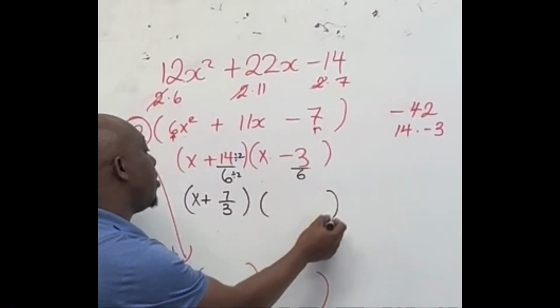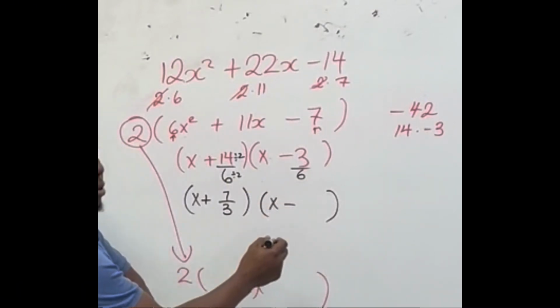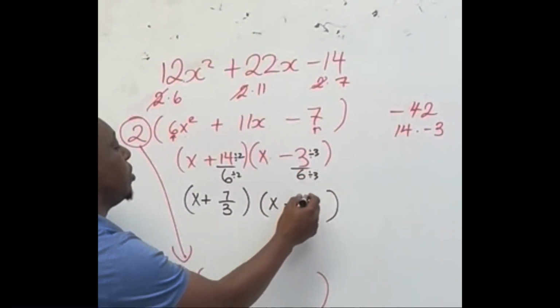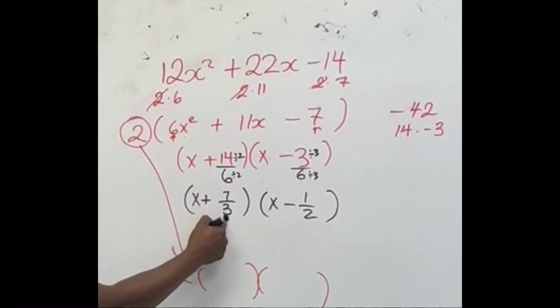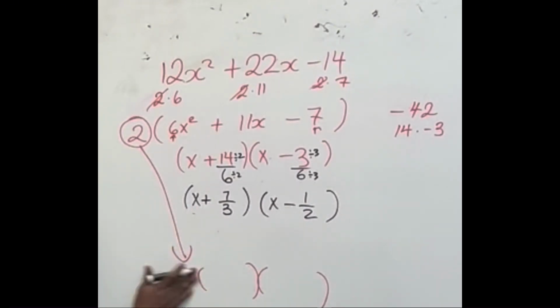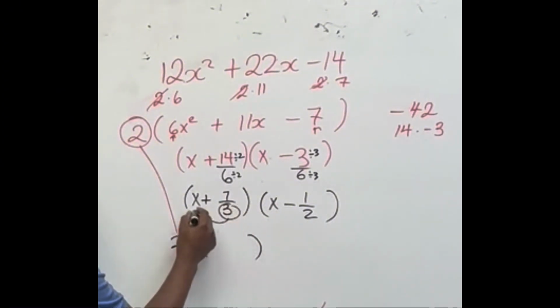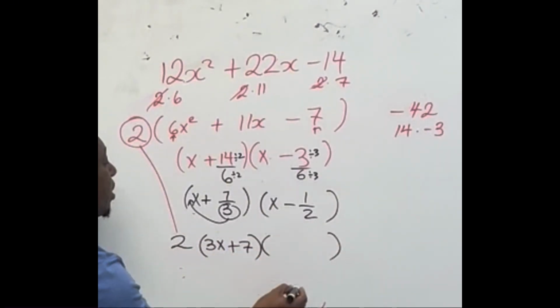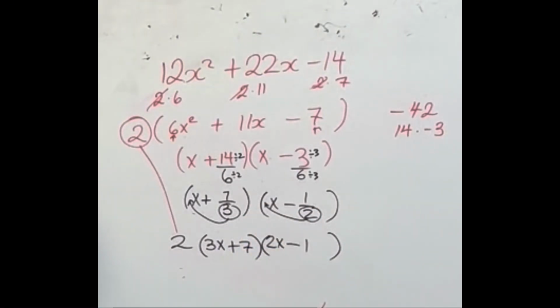Let's check this one. Before we push anything forward, can we simplify? Yes, by 3, not 2. So this becomes 1 half. And now you are done. But before you say you're done, what do we do with this? Push it forward. So this becomes 3x plus 7, 2x minus 1. And that's how we do this.